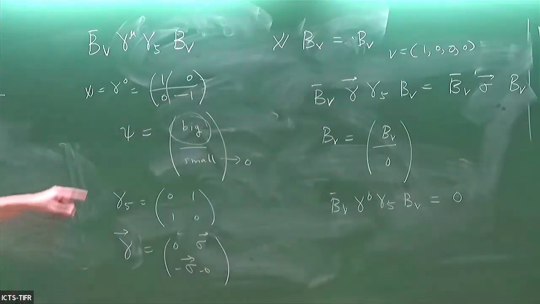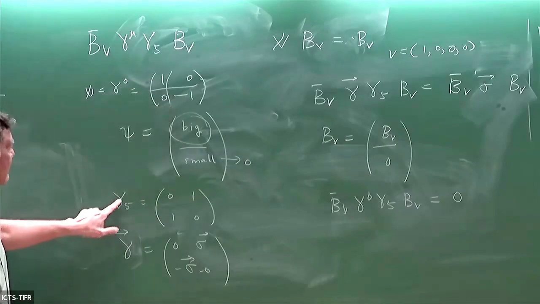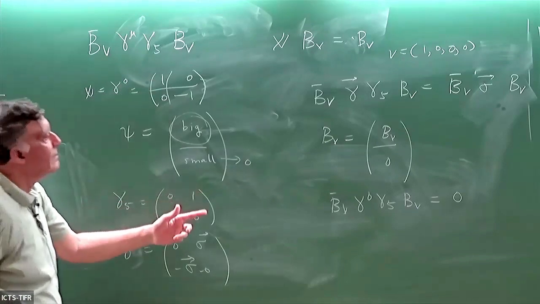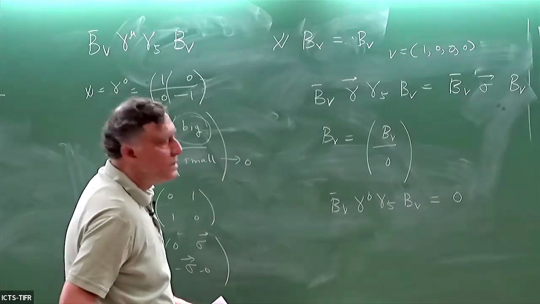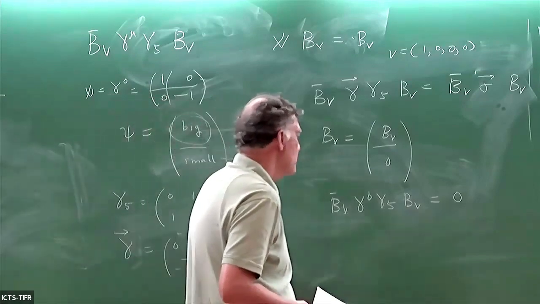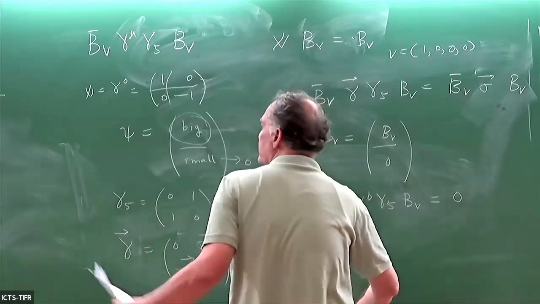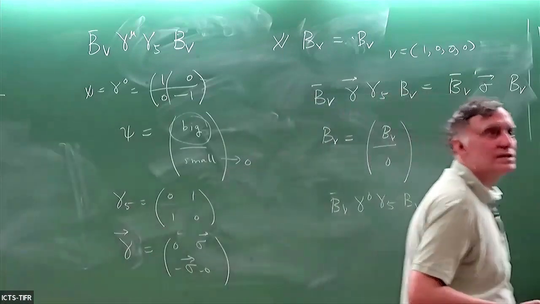Because gamma 0 is diagonal, gamma 5 is off diagonal, so this is coupling the big to the small components, but the small components are 0. So, okay, any questions on this?